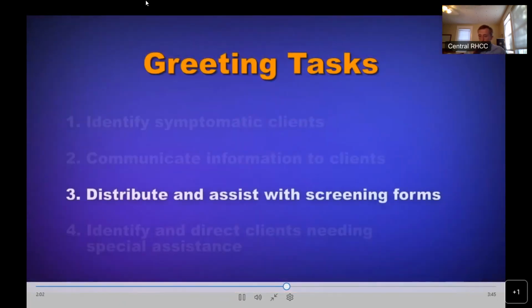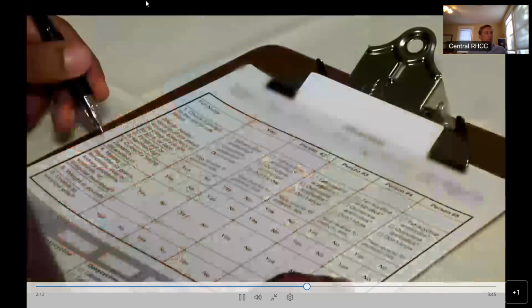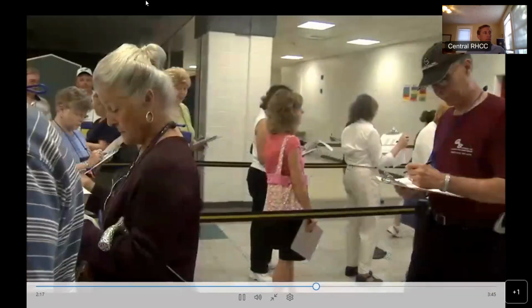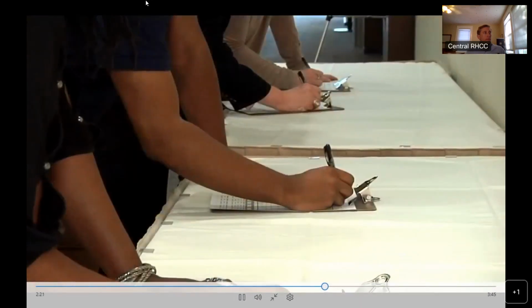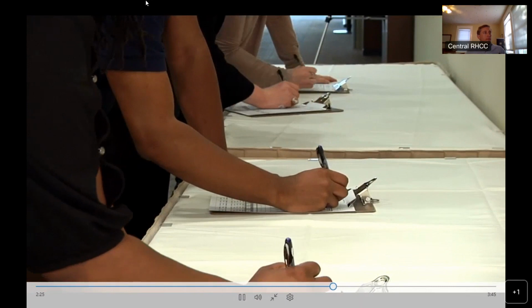Task 3. Greeters will be required to distribute screening forms to clients and potentially provide assistance in completing the form. Because you may be assisting clients with form completion, be sure you familiarize yourself with the questions and required information on the form. It's possible that clients may have filled out the form prior to coming to the pod. Some pods may even have a designated form station where clients may complete their forms.